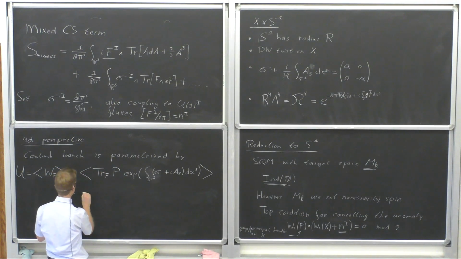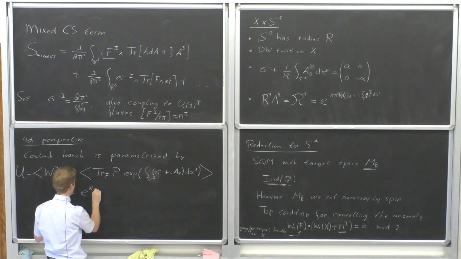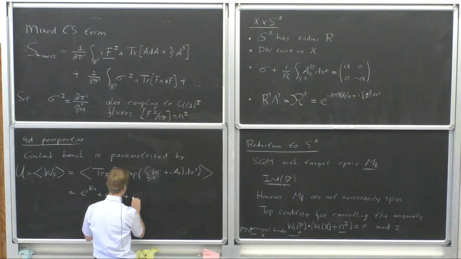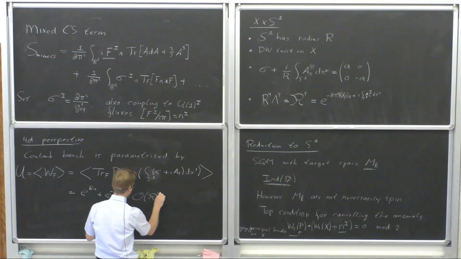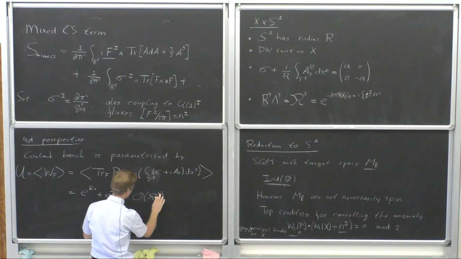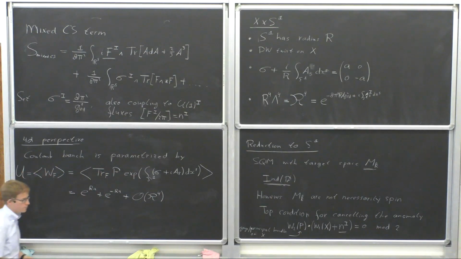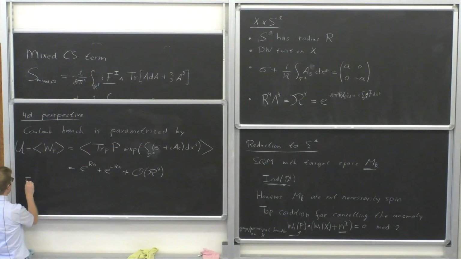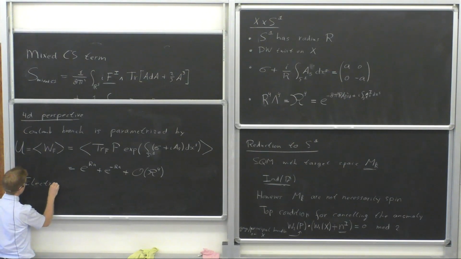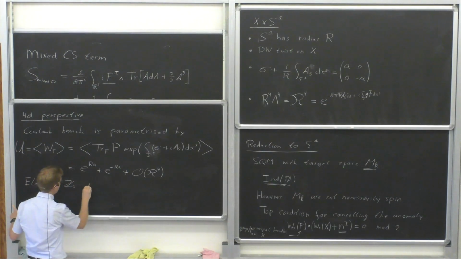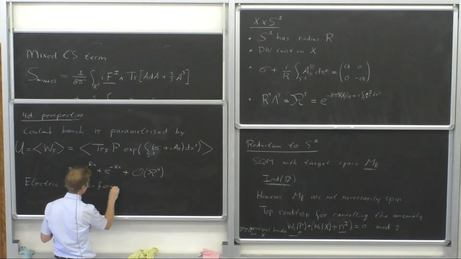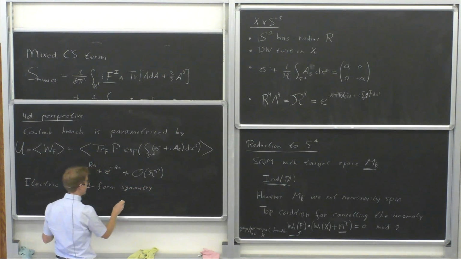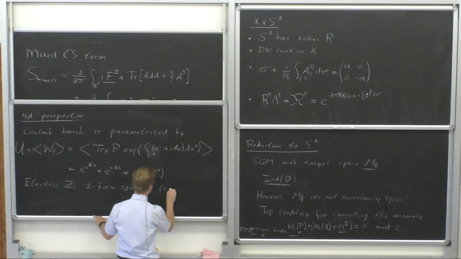And if we expand this, the first terms will look like e to the R A plus e to the minus R A, and then there are further terms which can be expanded in powers of R to the 4. This theory has an electric Z2 one-form symmetry, which in the older literature is known as the center symmetry.